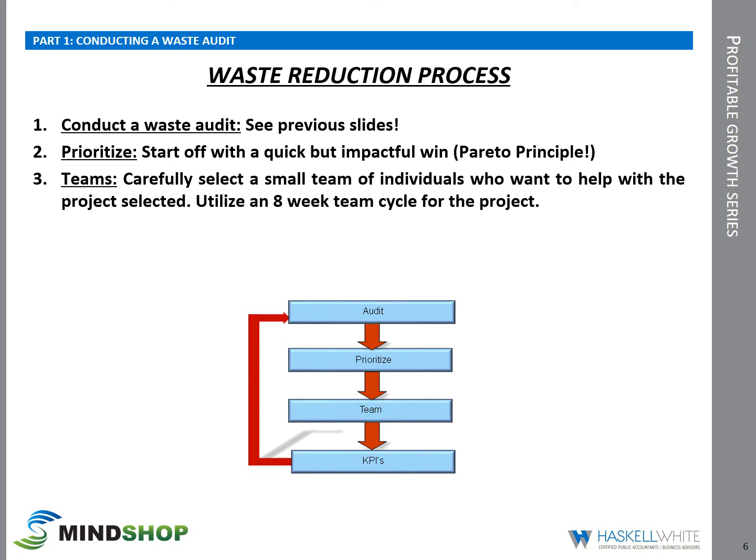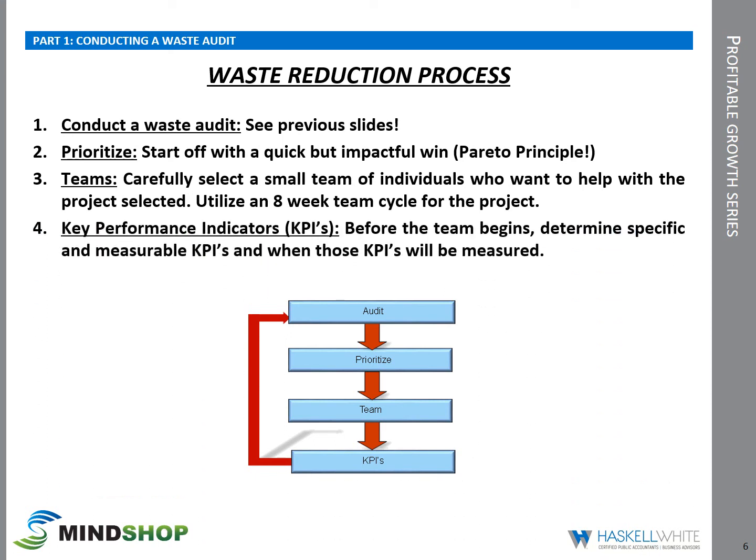We suggest utilizing about an 8-week team cycle. Then, prior to sending the selected team off to work, you have to determine the key performance indicators, or KPIs. How are you going to measure success on this project? From our waste audit tool on the previous slide, one of the biggest wastes was $160,000 spent per year on subcontractors. So does success mean 0 next year? Or does it mean 100,000 next year? The KPI should be specific, measurable, and time bound. Once the 8-week cycle is complete, then you do it all over again.